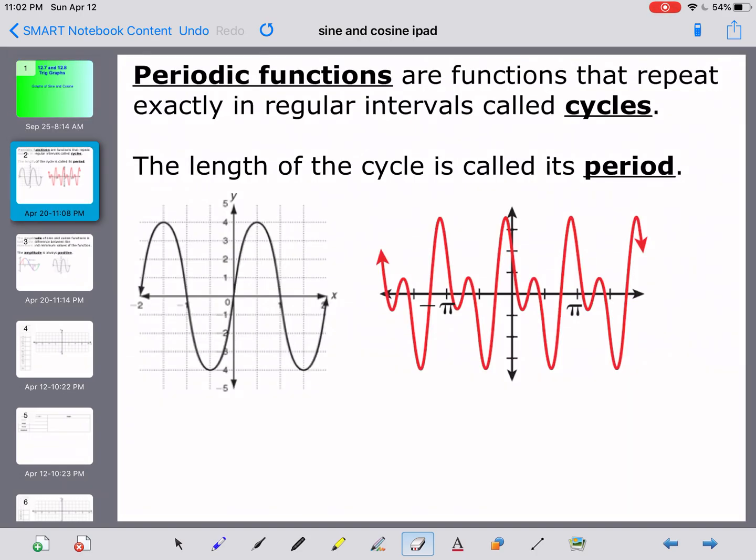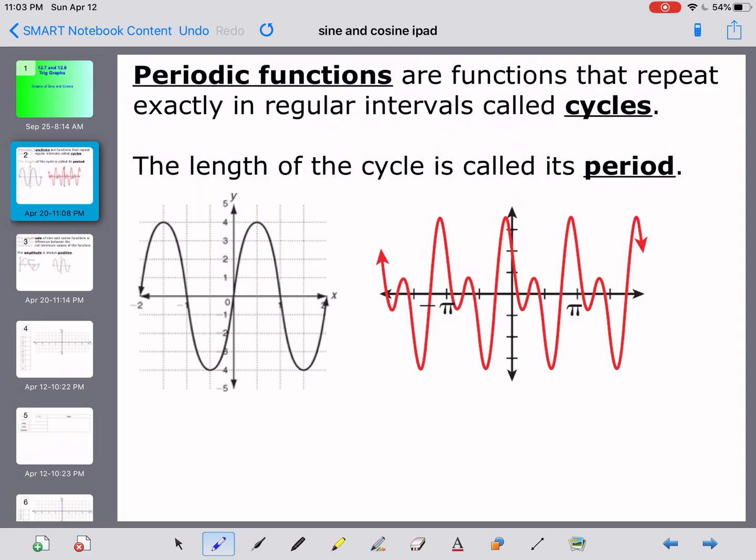All right, so some definitions, and I'm going to just keep on going. If you need to pause, make sure you pause and rewind as needed, but I'm going to try to keep the speed up so the video doesn't end up too long. So periodic functions are functions that repeat exactly in regular intervals called cycles.